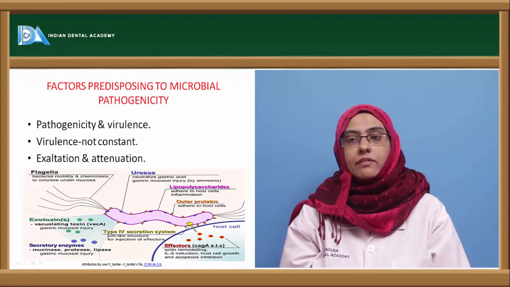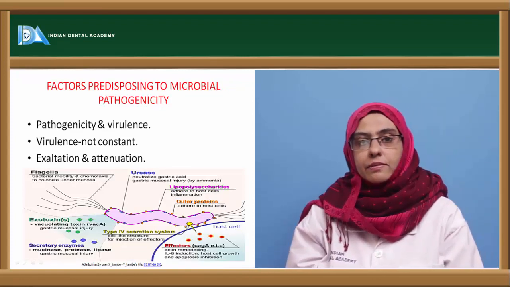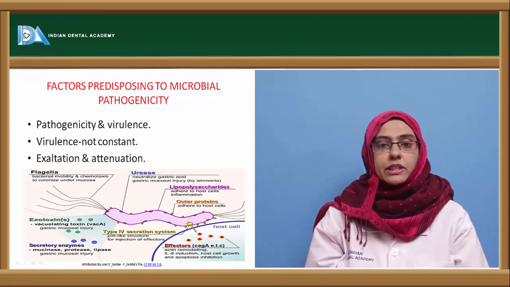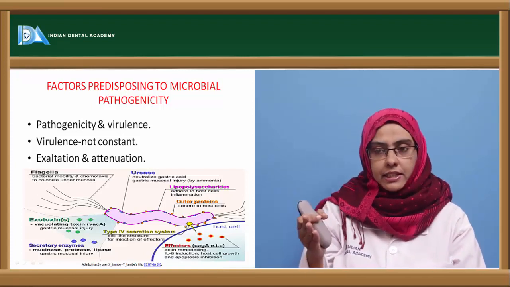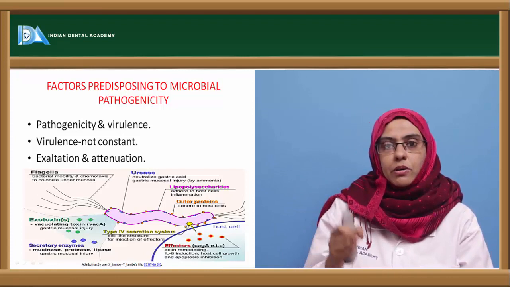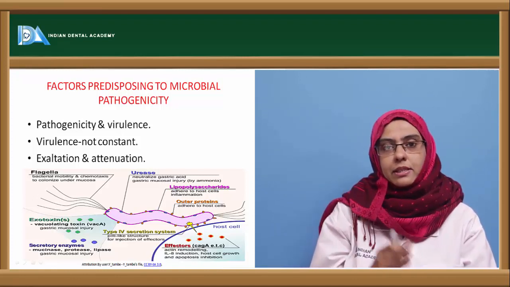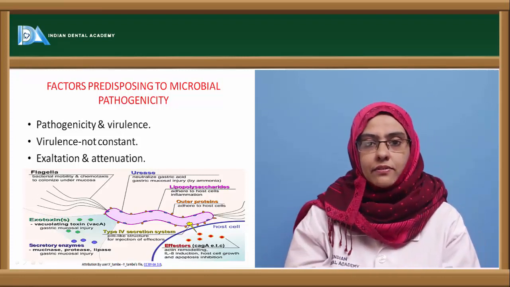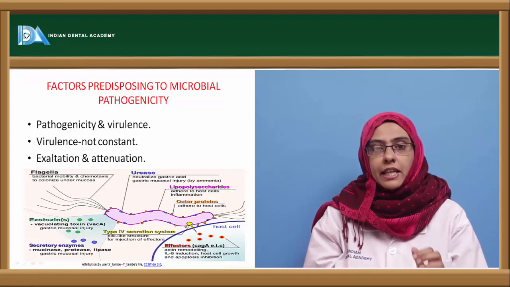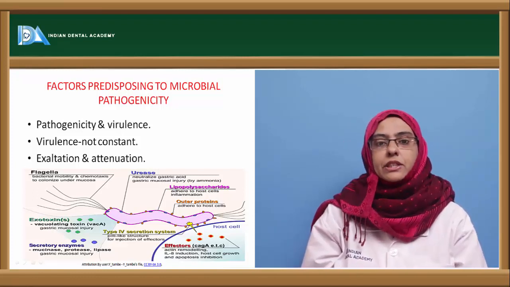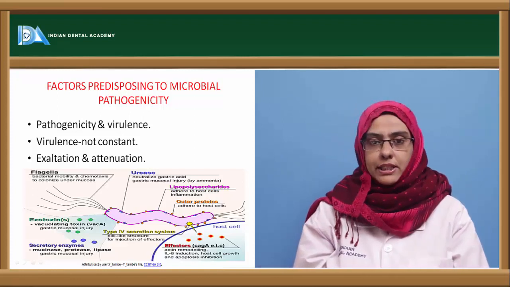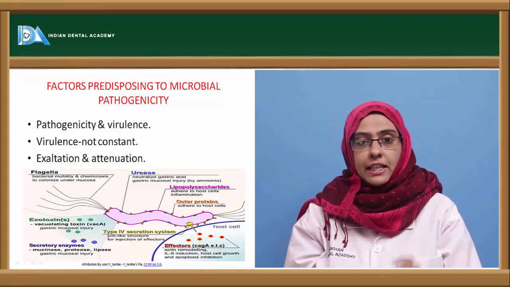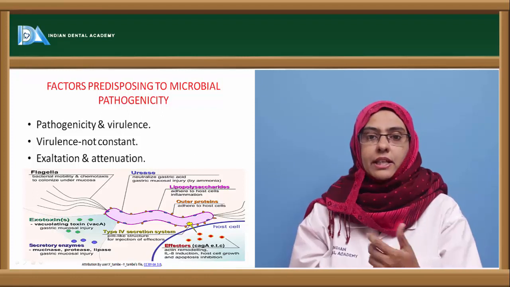Now let us see what are the factors that usually help a microorganism to become more pathogenic in nature and cause infections in the human body. In that regard, I would like to tell about two concepts. One is called pathogenicity and the other one is called virulence. Pathogenicity is the ability of a microbial species to cause an infection in the human body, whereas virulence is the ability of a strain to cause an infection.